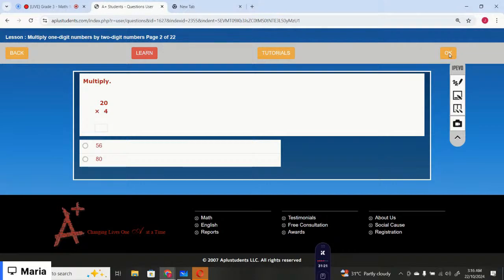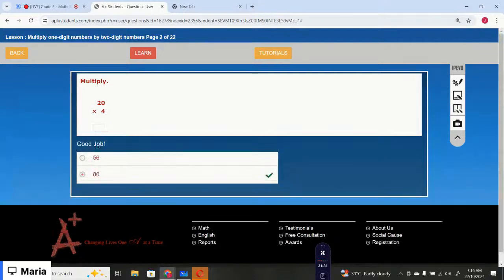4 times 2 is just multiply the non-zero numbers, right? 4 times 2 is 8. So, the correct option is 80. Option number 2 is the correct option. Got it?